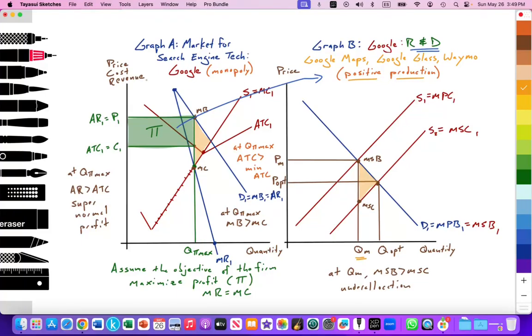On the y-axis, we're measuring price, cost, revenue. The x-axis is measuring quantity. We have an upward sloping supply curve according to the law of supply, equal to the marginal cost of production. And it intersects the average total cost curve at its lowest point, which would signal productive efficiency.